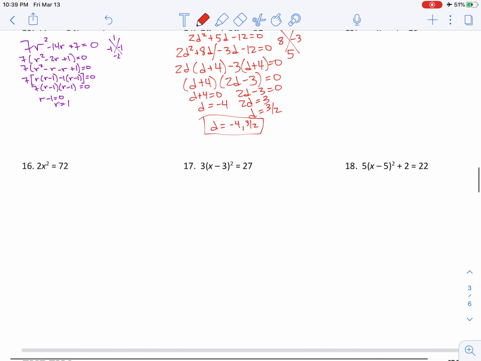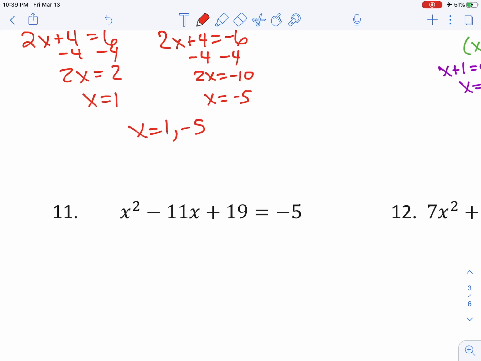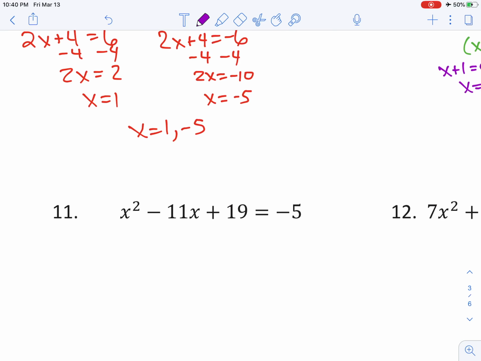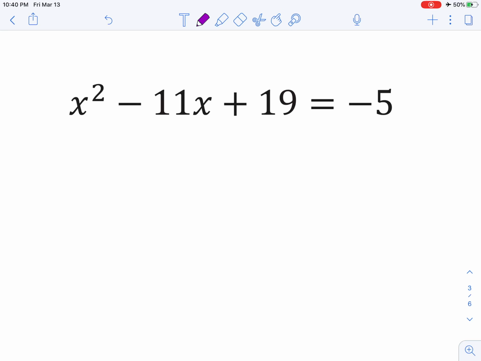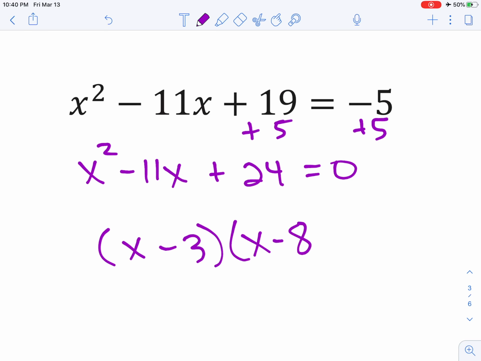Awesome. Now, there's one more that I want to do with you, and that's this one right here. Oh no, there are 2 more I want to do with you. Look at this. It's got this negative 5 on the other side. We can't have that. You have to have a 0 over there. So it's x squared minus 11x plus 24 equals 0. I'm not going to continue that one, but I will show you the answer in just a moment. Oh, in fact, let's see, x minus 3, x minus 8 equals 0. So x equals 3 and 8.